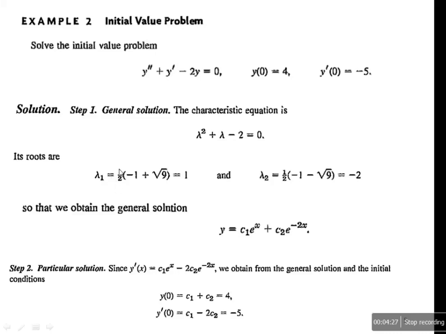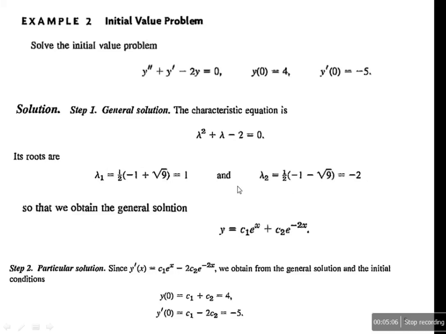Now its roots are lambda 1 equals (1 over 2)(minus a plus the square root of 9), and this is equal to 1, because a is equal to 1. This 9 came from a squared minus 4b, where a is equal to 1 and b equals minus 2. So a squared minus 4b is equal to 9 under the square root. So you can see here lambda 1 is equal to 1 and lambda 2 is equal to minus 2.